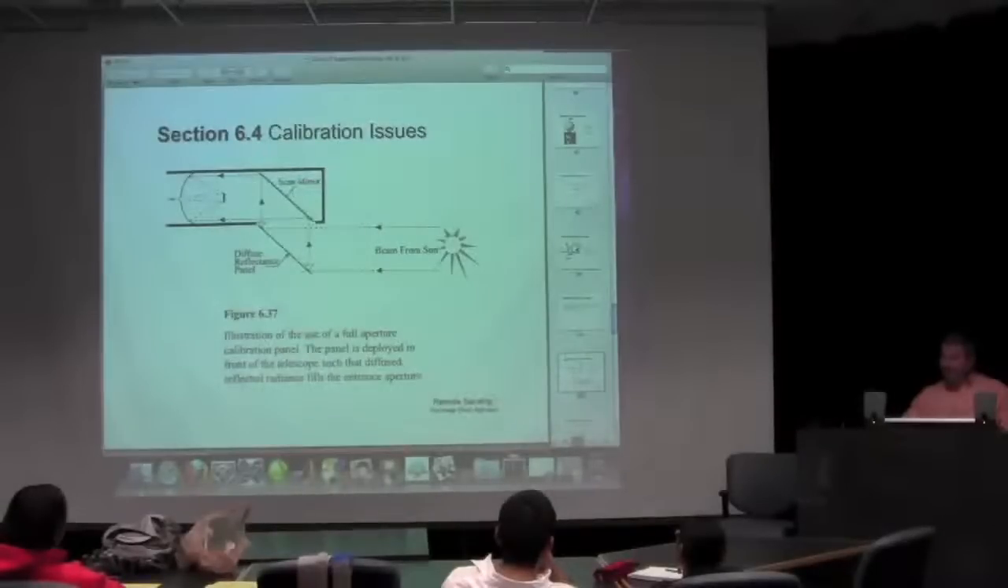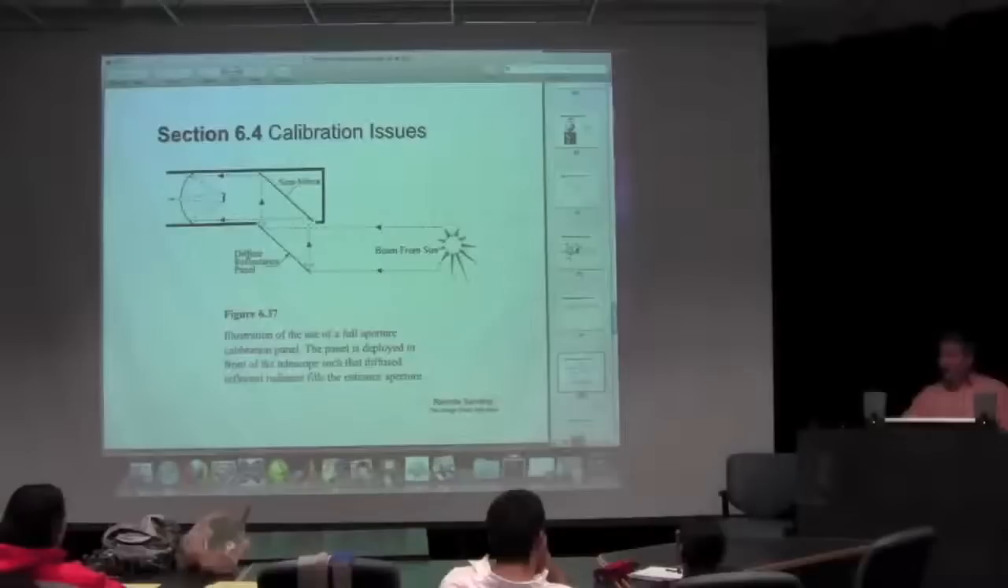All right, so now I can't see the ground anymore. All I see is this white panel. Well, if you can orient your spacecraft in such a way that the sun then illuminates that panel, you have nice uniform illumination coming in that's collimated. It reflects off this diffuse panel, comes up through the scan mirror into your detector.